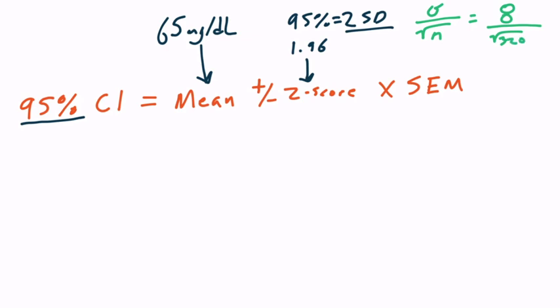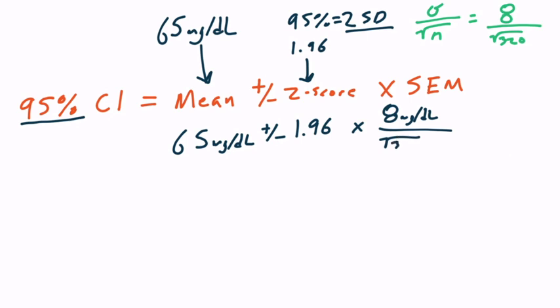It is highly, highly unlikely that you will ever need to find the square root of anything on your exam. Knowing where all of this information goes will get you the question correct. With that in mind, I will just give you the result here. So 65 milligrams per deciliter plus or minus 1.96 times 8 milligrams per deciliter divided by the square root of 320 equals 65 milligrams per deciliter plus or minus 0.87.